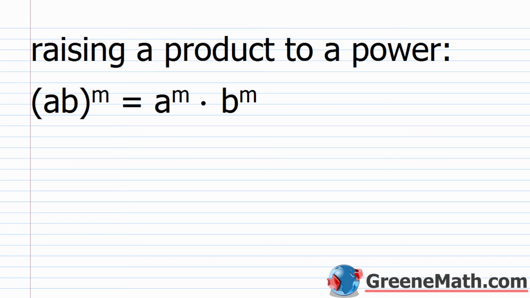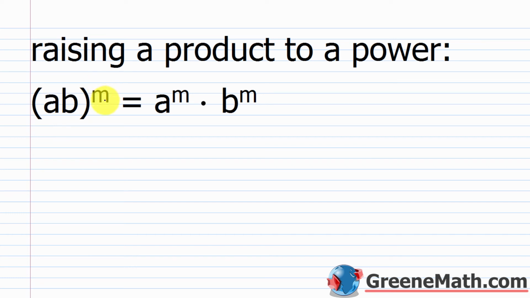All right, so continuing with the power rules, the next thing we want to talk about is raising a product to a power. And this one can go back and forth. So sometimes you'll need to simplify. You'll start out in this format and you need to go to this format. Sometimes you start out in this format and you want to go to this format. You can go back and forth between the two. It doesn't really matter.